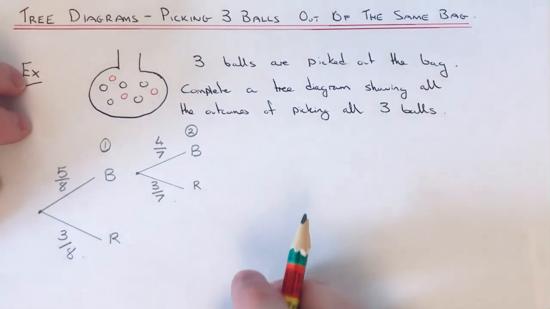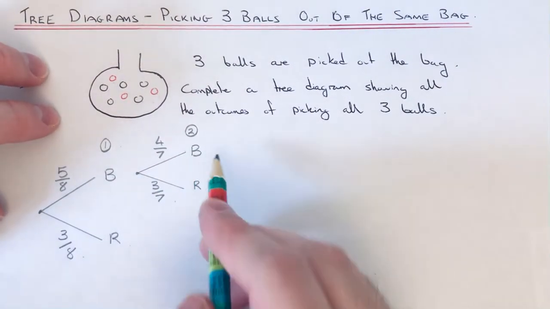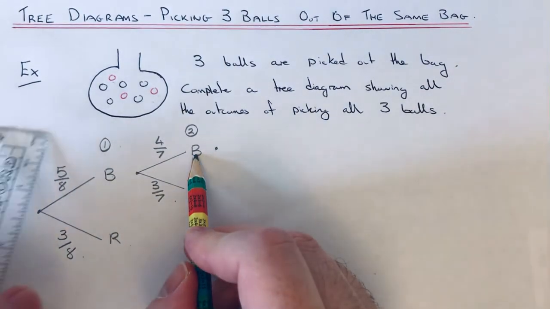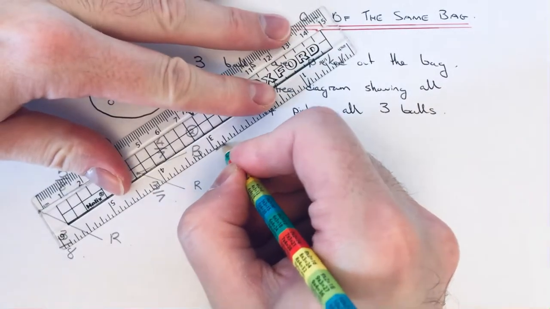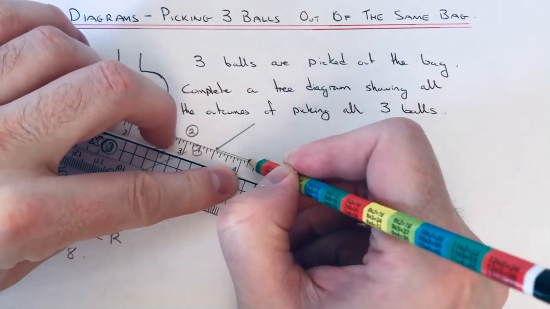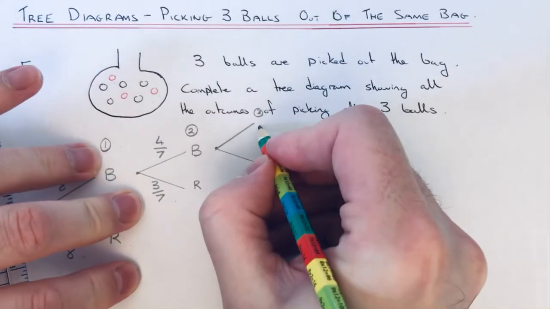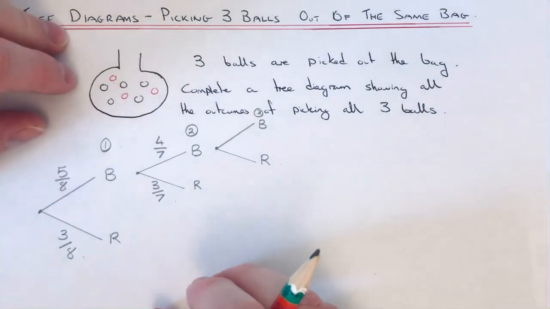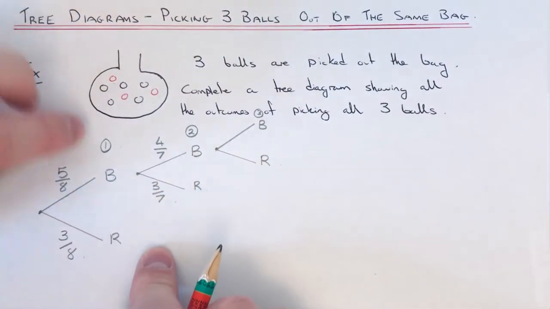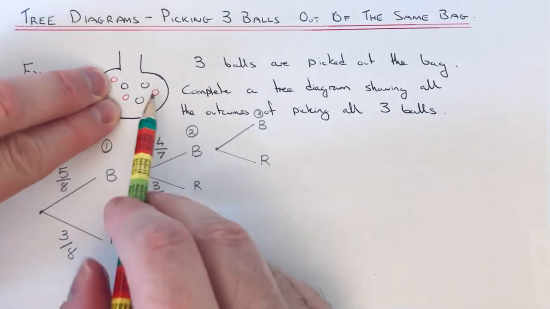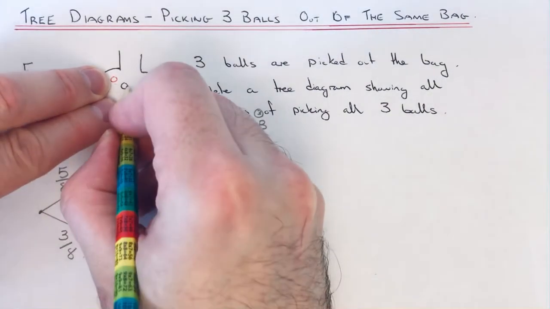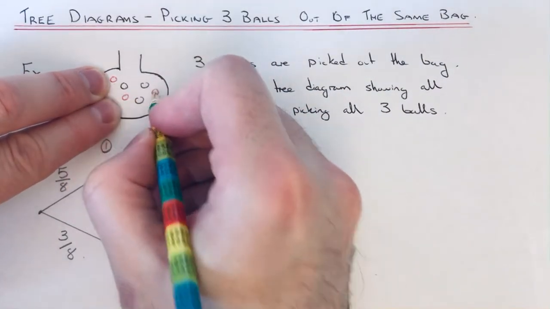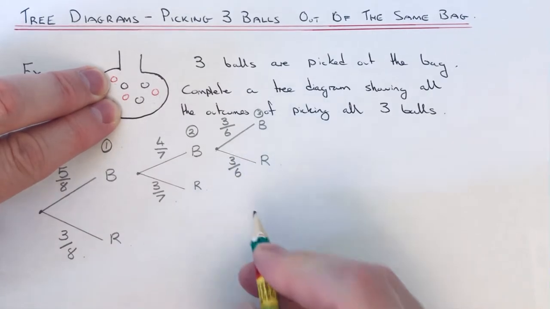Okay, and then let's again just follow the top route. So let's do from this black ball here on the second pick. So if I've picked out two black balls previously, this is for my third ball, and then I can pick out another black and red. So I've picked out two black balls previously, so I'm going to cover those two up this time. So the probability of picking another black will be 1, 2, 3, so it'd be 3 out of 6, and a red would also be 3 out of 6.